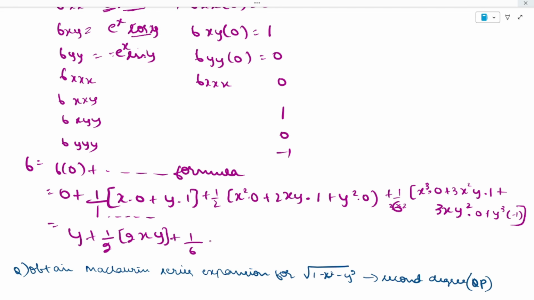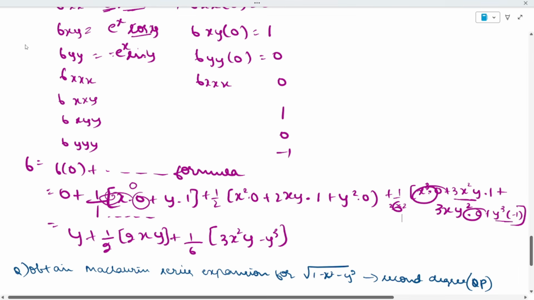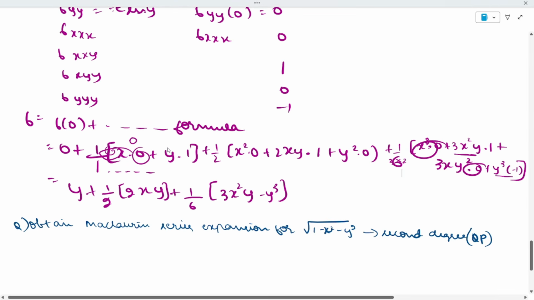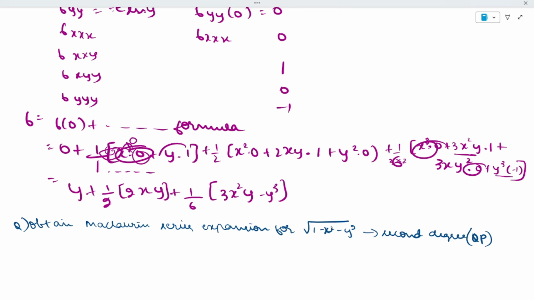Next, here it is 0, so this whole term will be equal to 0. Now 1 divided by 6, what will be remaining? 3x square y minus y cube will be remaining. This is 0 and this is 0, so it will be evaluated to 0. Here only 1 divided by 1 into this whole term is 0 and this will be remaining. So you bring this here. This is the Maclaurin series for the particular question.